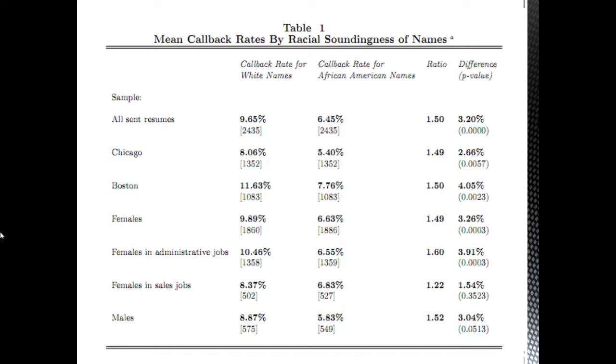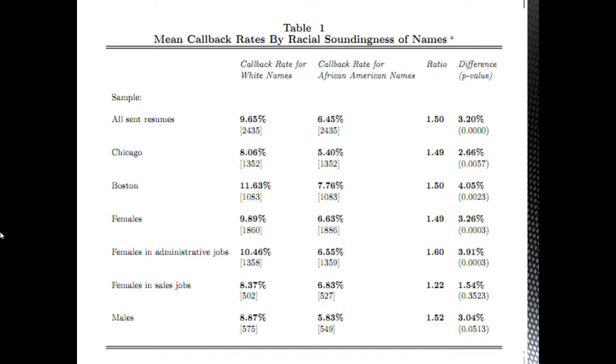Well, is it possible that this is just local to a place? Well, the authors actually send out these resumes to two cities, Chicago and Boston. In both cities, the ratio is just about 1.5, as you can see. Three white callbacks for every two African-American ones, where the resumes that are sent out indicate equal qualification otherwise.